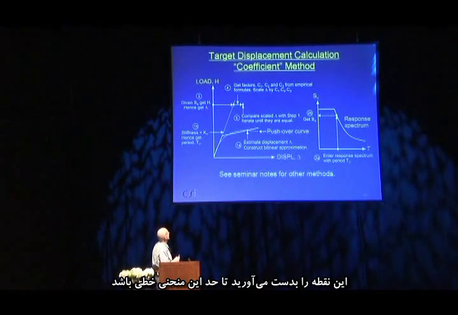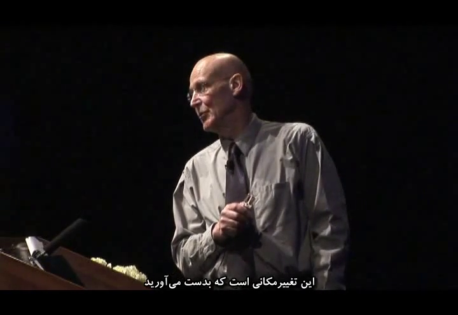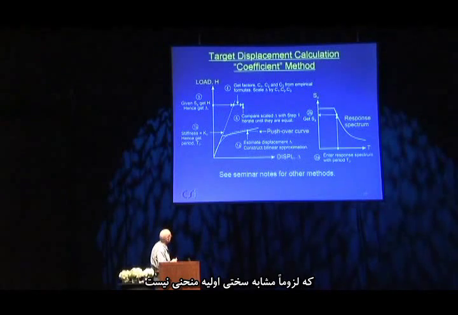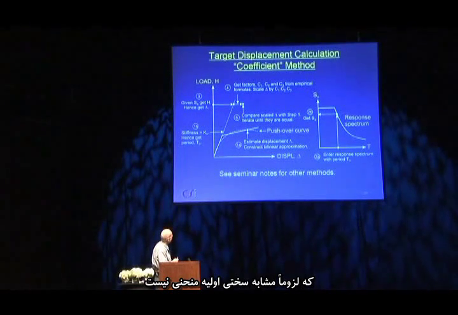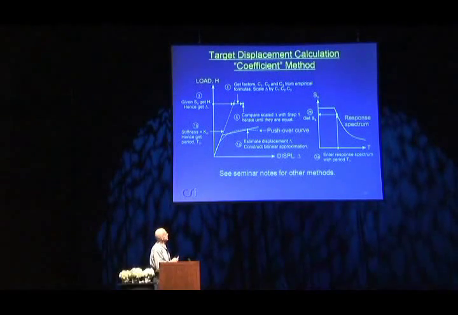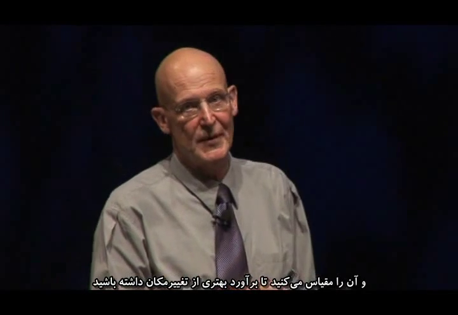And you then come across here until you meet this linear curve. Now, this is basically, if the structure remained linear, this is the displacement that you would get. If the structure remained linear with this stiffness, which is not necessarily the same stiffness as the initial stiffness of the curve, it may be smaller than that. Then, using some empirical formulas, you calculate some factors C1, C2, and C3, and you scale this to get a better estimate of the displacement.